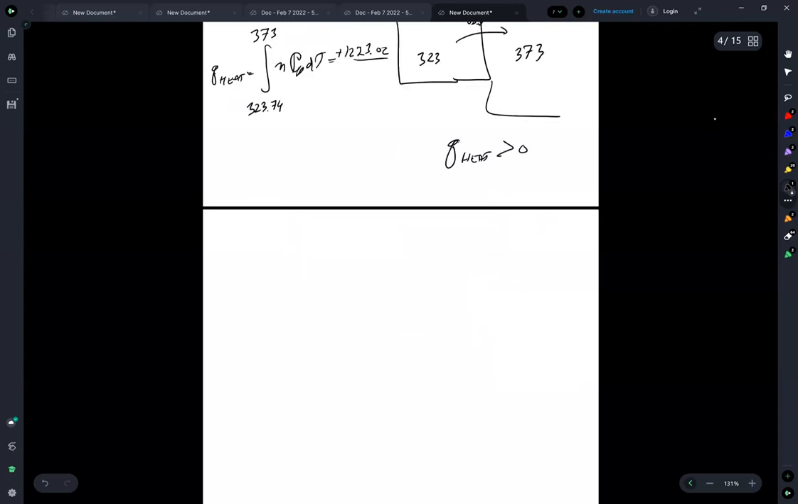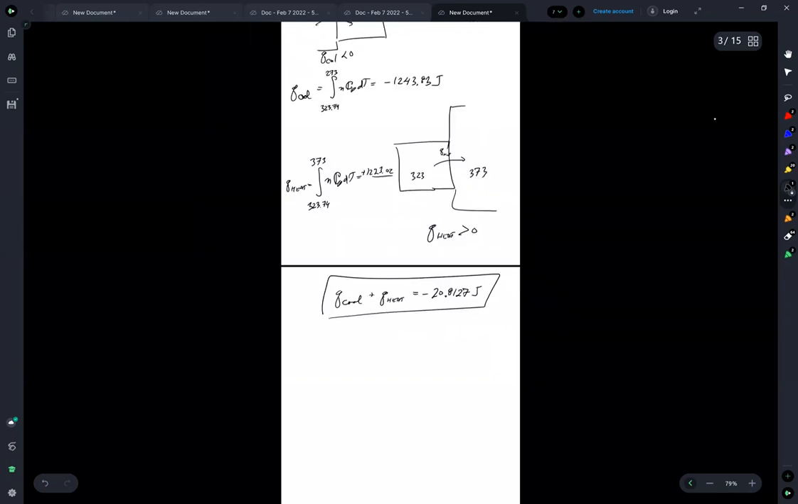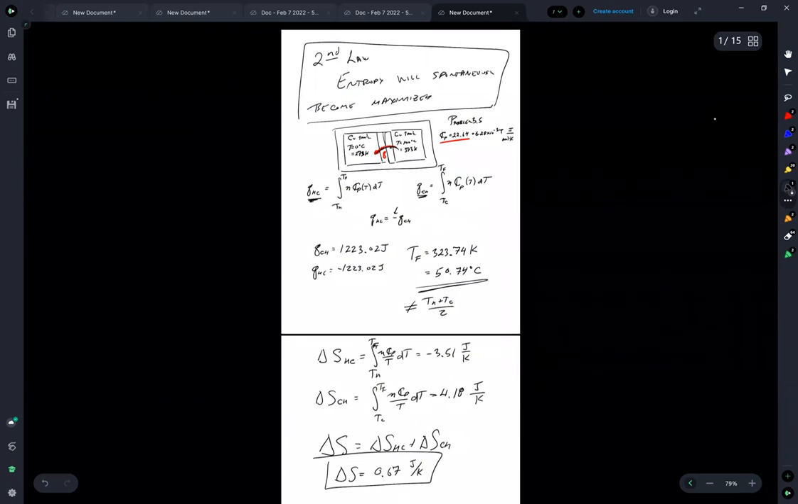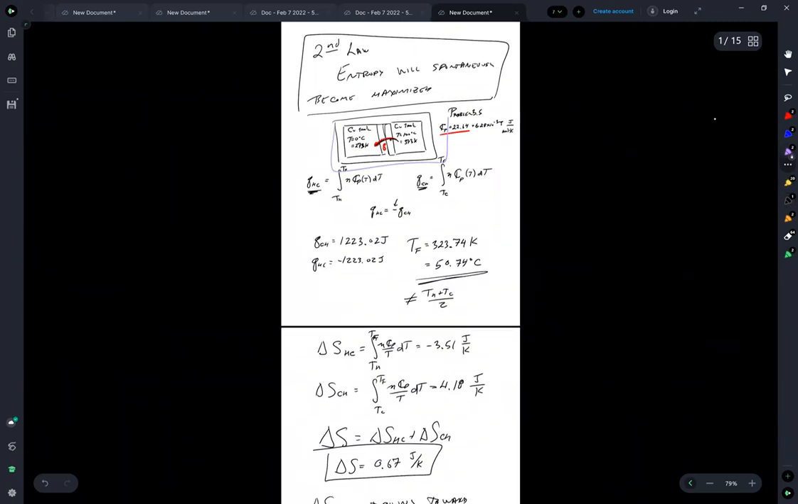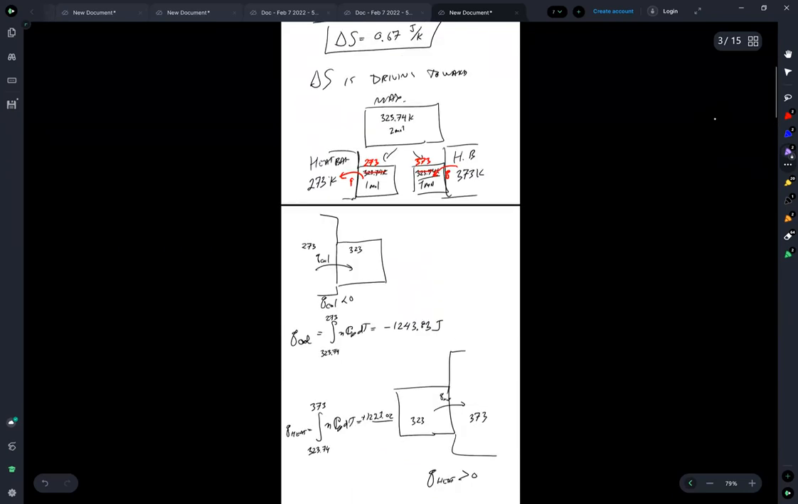And if I put those two together, Q cool plus Q heat, I get minus 20.8127 joule. So in order for me to take these two, put them together, let them equilibrate, and now pull them apart, if I had the capacity, I'd want to just pull the heat out of the cool side and put it in the hot side, so they go back to their original state, here and here.